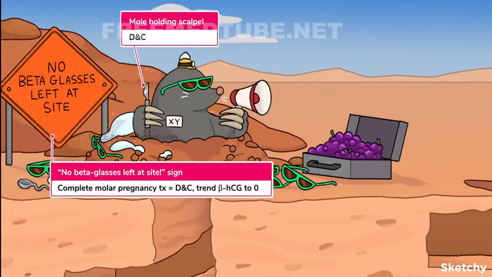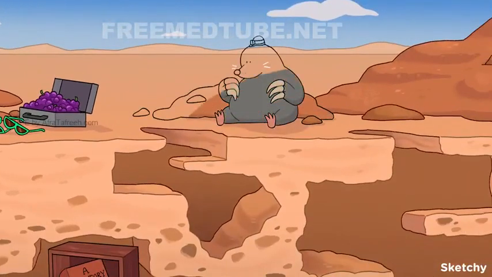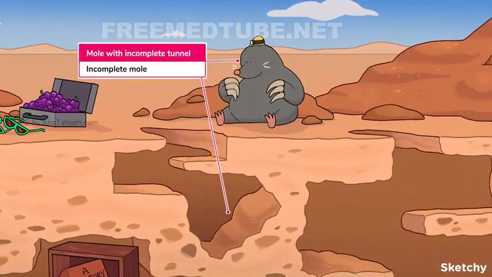levels until they trend to zero, symbolized with the sign reminding the construction moles to leave no beta glasses at the site. In addition to complete molar pregnancies, we also have incomplete molar pregnancies. We'll symbolize everything that has to do with incomplete moles here in the second incomplete tunnel. See how it doesn't reach the bottom?